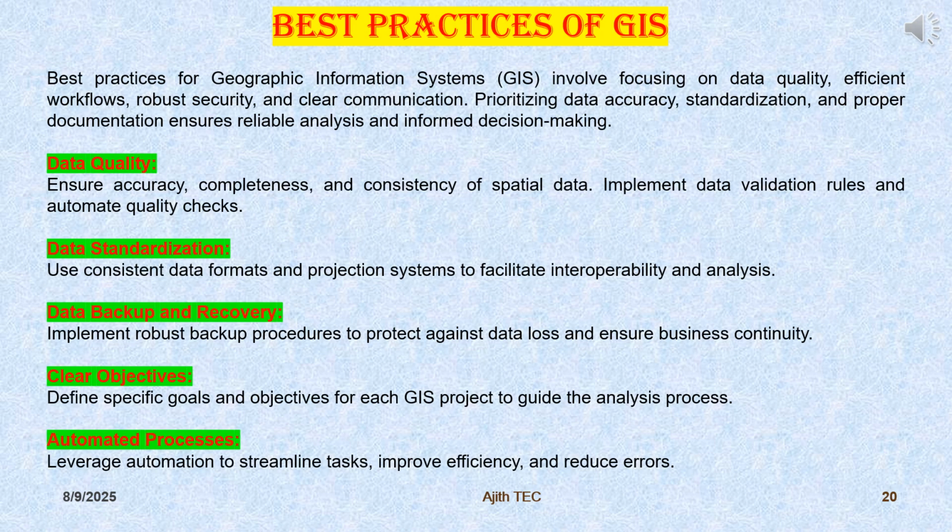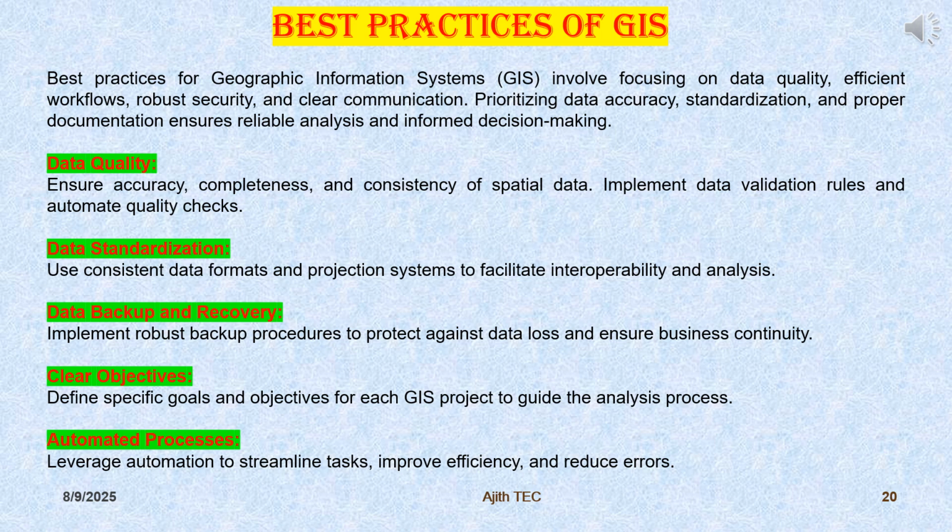Best practices of Geographic Information System. Best practices for Geographic Information Systems, GIS, involve focusing on data quality, efficient workflows, robust security, and clear communication. Prioritizing data accuracy, standardization, and proper documentation ensures reliable analysis and informed decision-making. Data quality. Ensure accuracy, completeness, and consistency of spatial data. Implement data validation rules and automate quality checks.